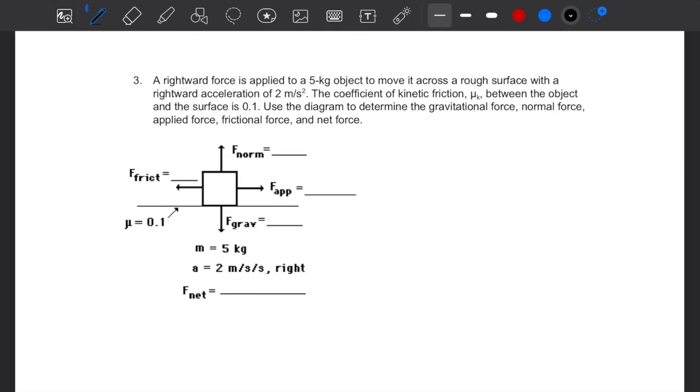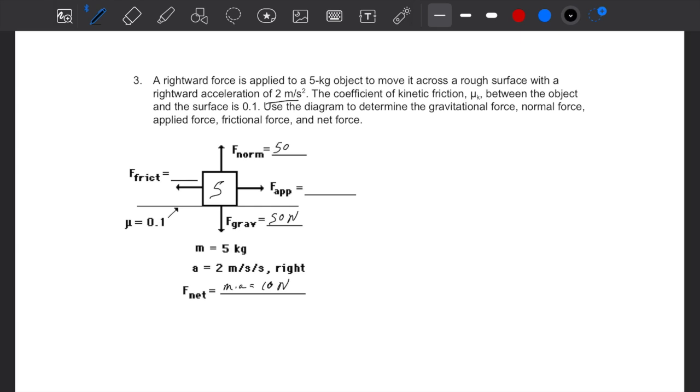If you want, you can pause the video and then check your work, but let's go through the work if you're doing that now. We've got a mass of 5, so the force of gravity would be what? Force of gravity is going to be 50, force normal is going to be 50. We have a rightward acceleration of 2 meters per second squared. We know the net force is mass times acceleration. If mass is 5, acceleration is 2, 5 times 2 is 10.